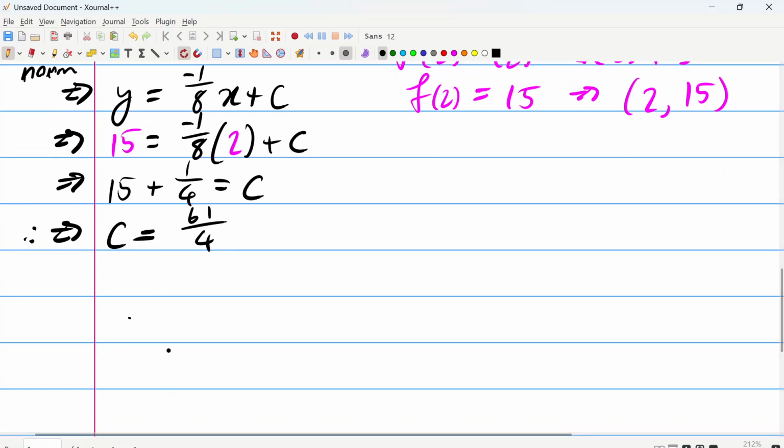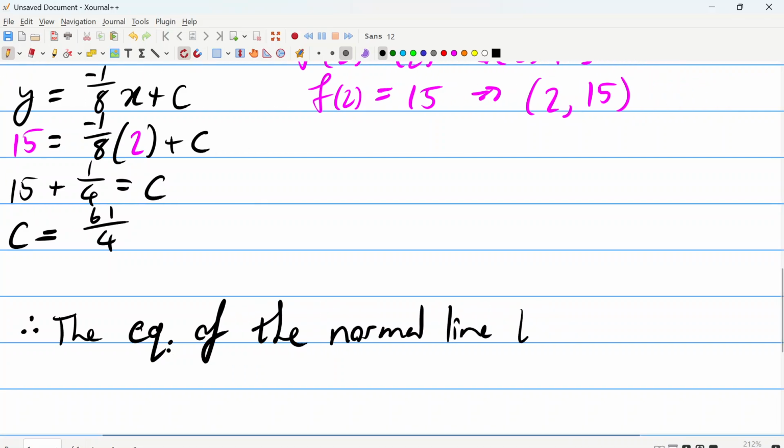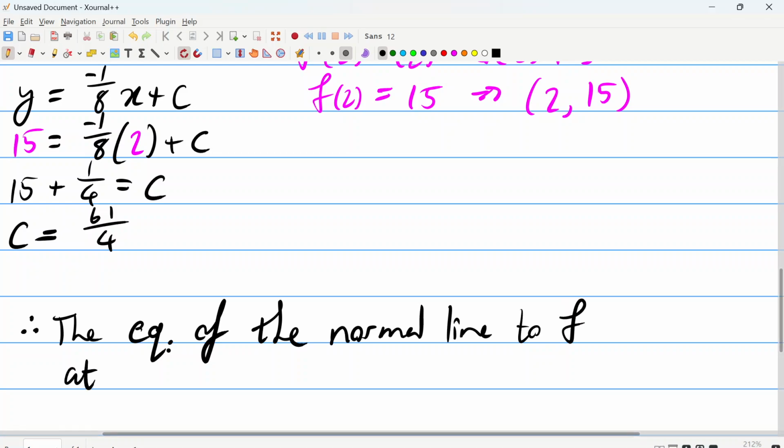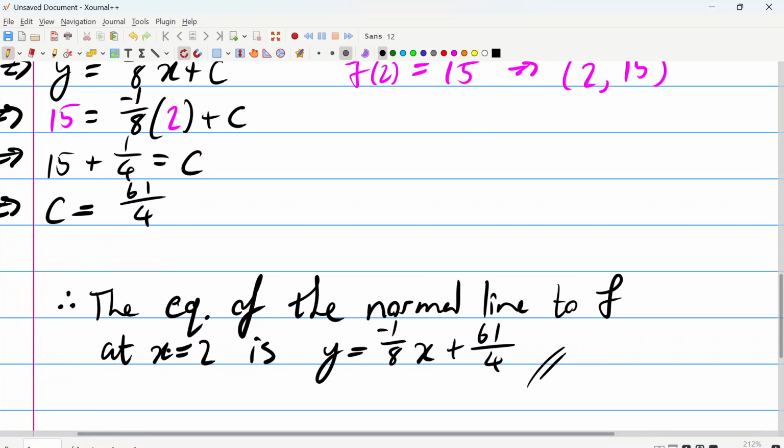So therefore, the equation of the normal line to f at x equals 2 is y equals negative 1 over 8x, and this will be plus 61 over 4. And there we go. That is how you find the equation of the normal line, and also how you deal with normals to a curve.